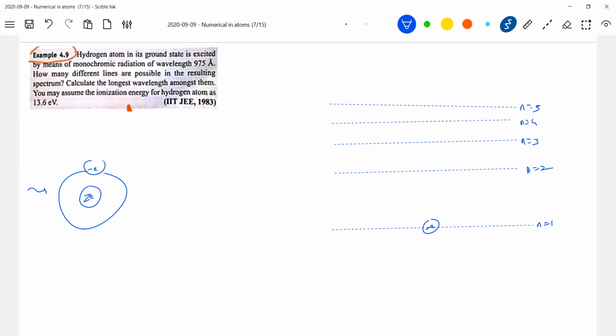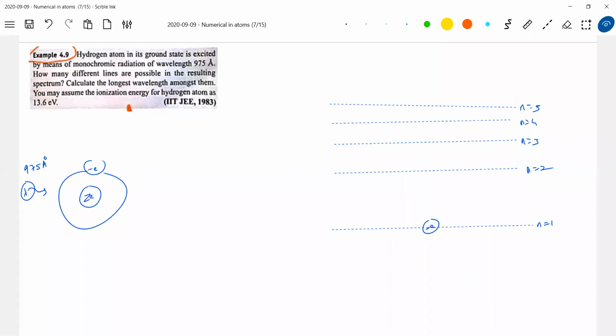What is the wavelength of the photon? 975 Angstroms. It will absorb and get excited. How many different lines in hydrogen atom? See, is one atom possible? No, it should be hydrogen gas only. Though in the question you get 'hydrogen atom', you have to treat it as if hydrogen gas is filled in a container. Can I isolate one photon? Not possible, no.